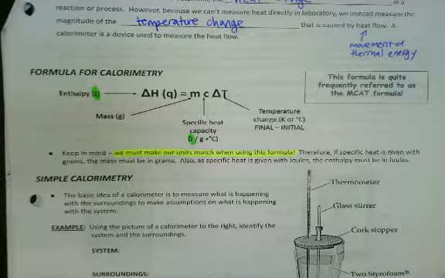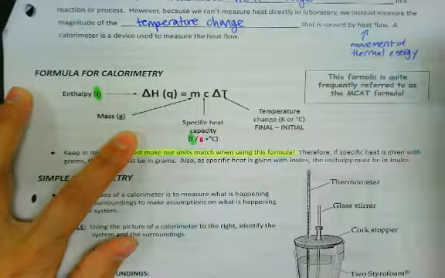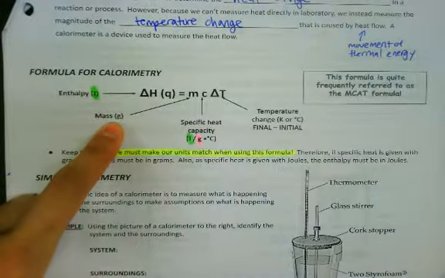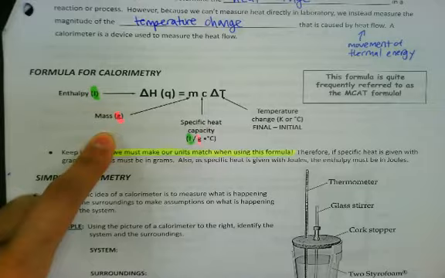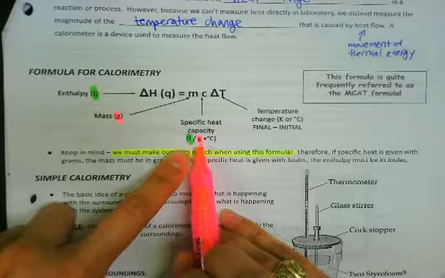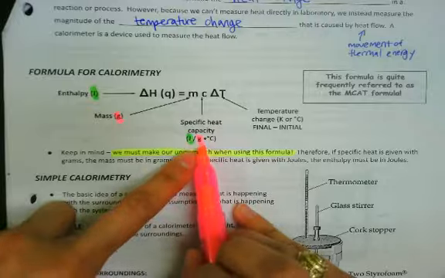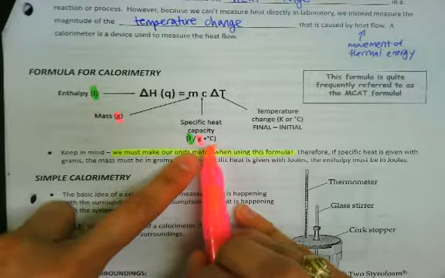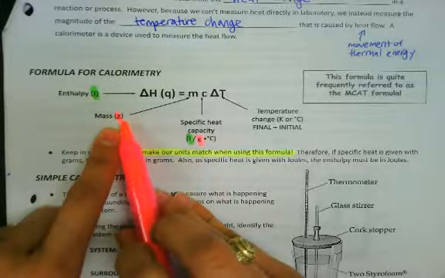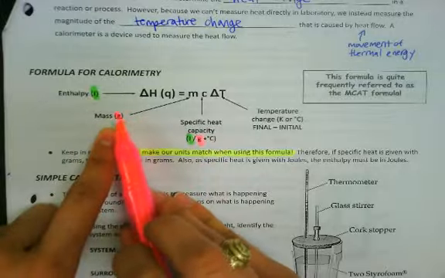If you are given a value in kilograms, your mass in kilograms, you're going to want to make sure you convert that to grams because, again, remember, specific heat here is going to be measured in this joules per gram degrees Celsius. So we want to make sure our mass is also in grams over here.